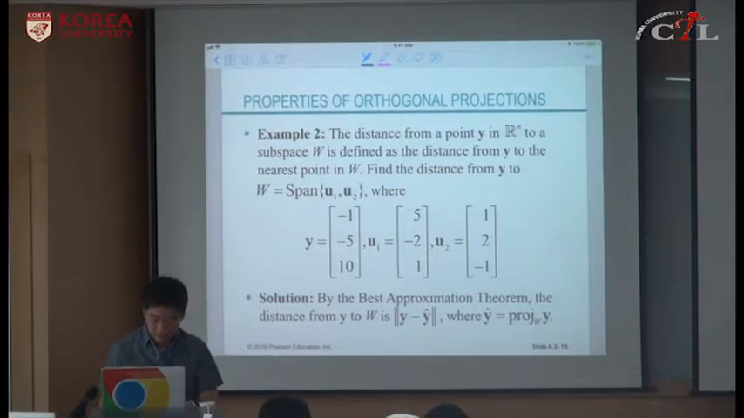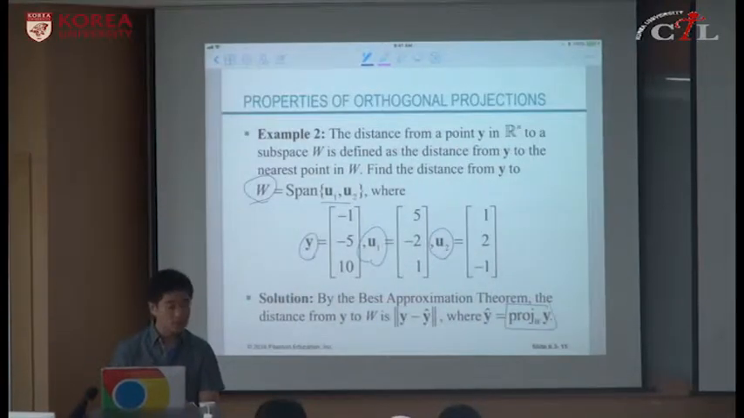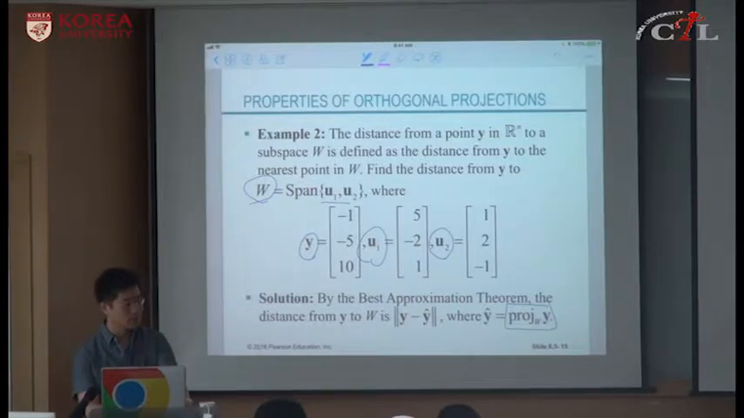If we look at the second example, it's also quite a simple and straightforward application of what we just learned. We are given y and u1 and u2, and what is the best approximation point that belongs to the subspace W spanned by these two orthogonal vectors? We can just simply compute this projection of y onto subspace W. So that is your best approximation.